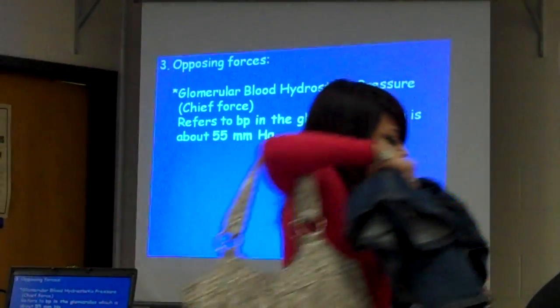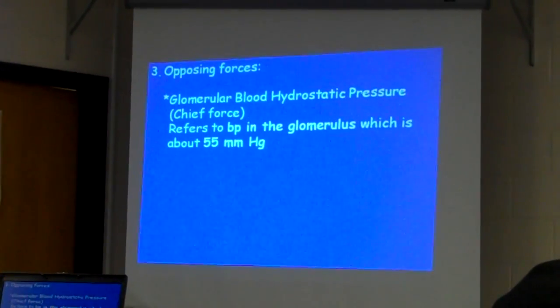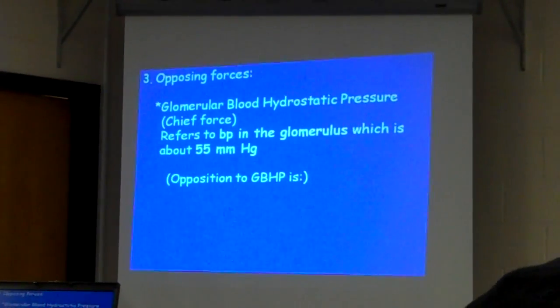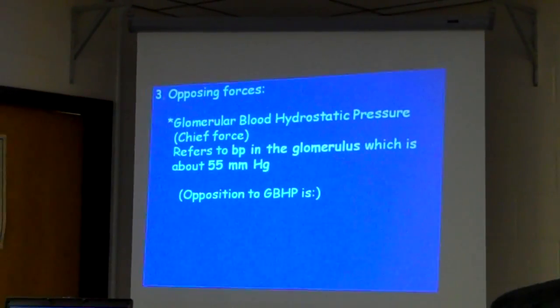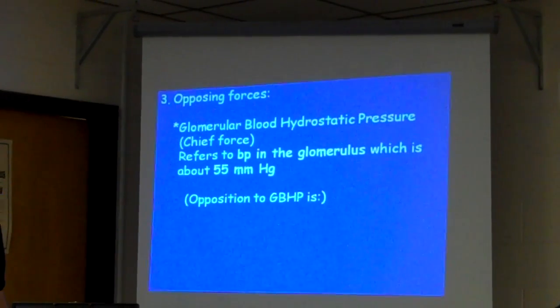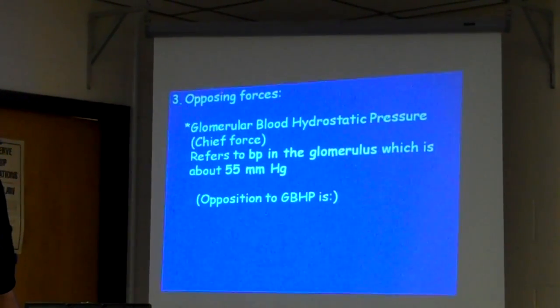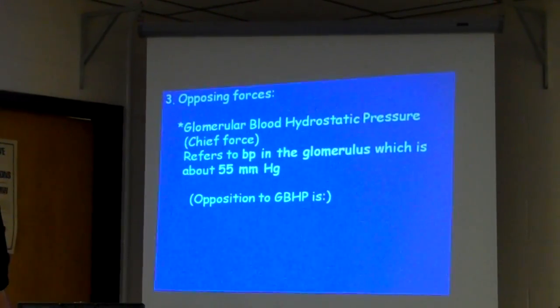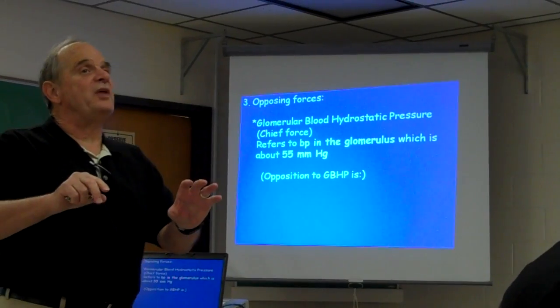Use the door as an illustration. Glomerular blood hydrostatic pressure refers to the blood pressure in the glomerulus, which is about 55 millimeters of mercury. Now, there is opposition to glomerular blood hydrostatic pressure. It is a pushing force, like pushing that door open. But there are opposing forces to that.